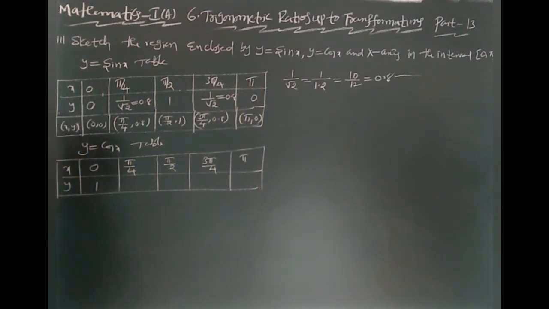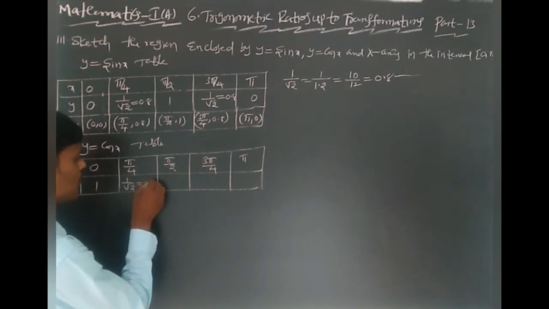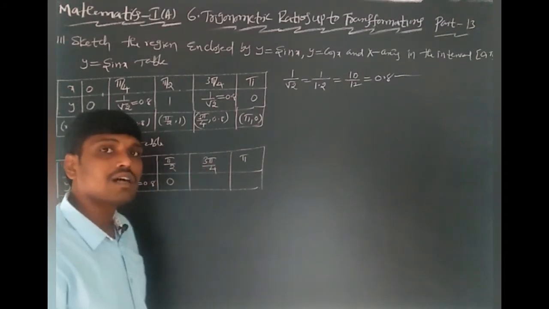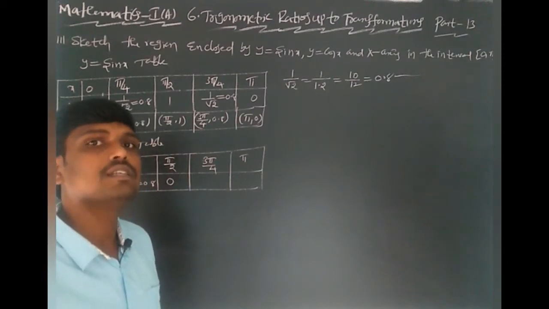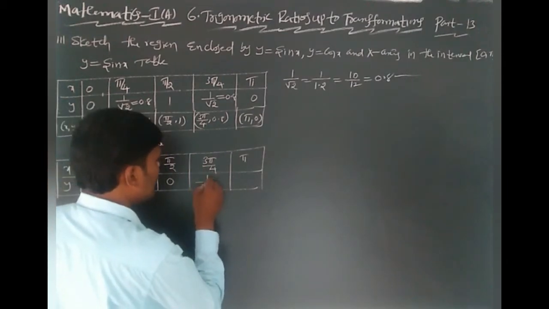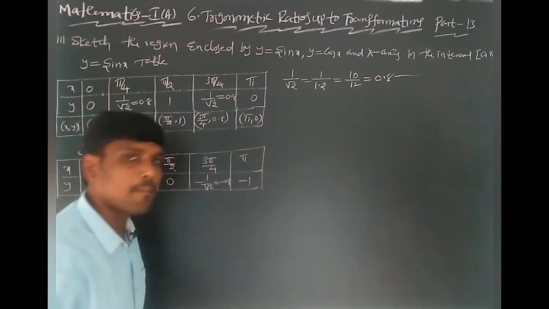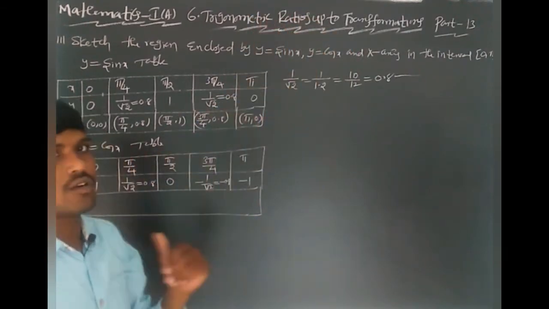Cos 0 is 1. Cos pi by 4, nothing but cos 45, is 1 by root 2, nothing but 0.8. Cos 90 is 0. Cos 3 pi by 4, nothing but cos 135, value is minus 1 by root 2, nothing but minus 0.8. Cos pi value is minus 1. This is the y is equal to cos x table in the interval 0 comma pi.